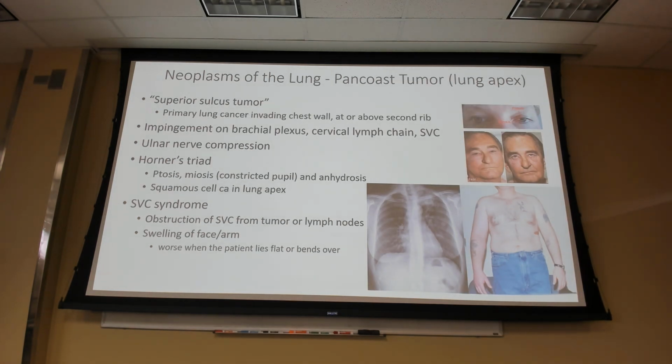So the Pancoast tumor, as you can see, is in the superior sulcus of the lung at the apex. This cancer invades the chest wall, so it creates impingement on different nerves. It can also affect the lymph chain and the superior vena cava as well. You can get ulnar compression, but this is when we see Horner's triad: ptosis, miosis, and anhidrosis. Typically this is with a squamous cell cancer in the lung apex.